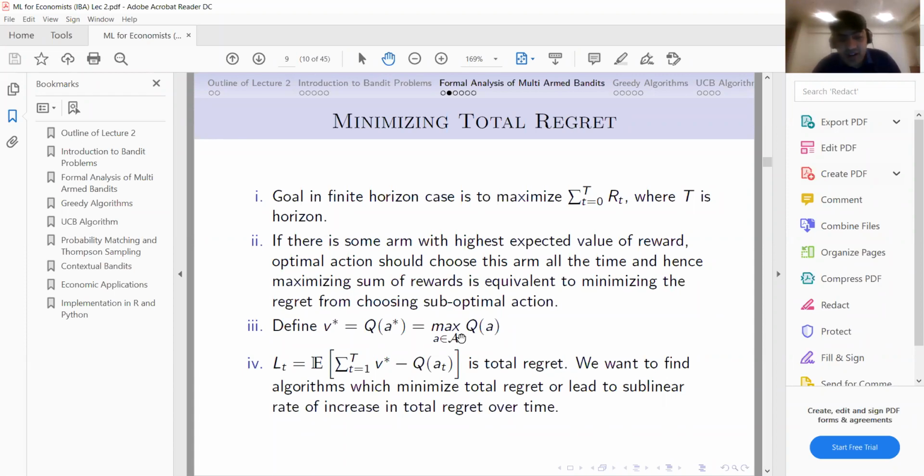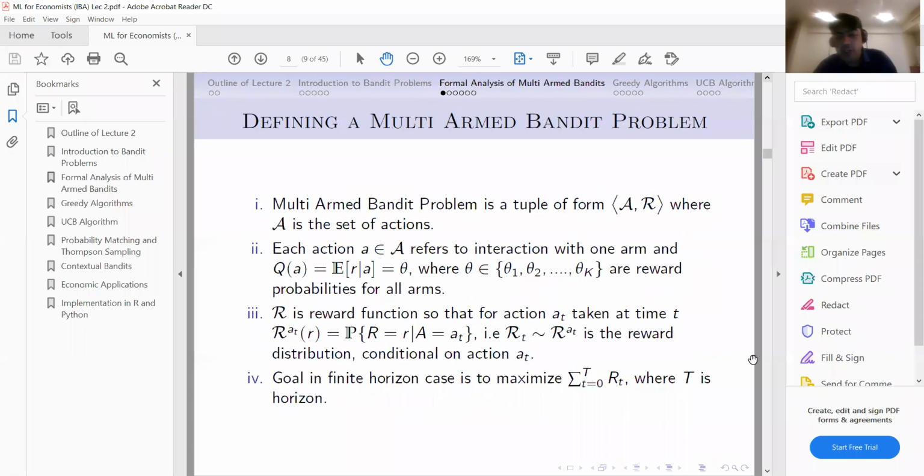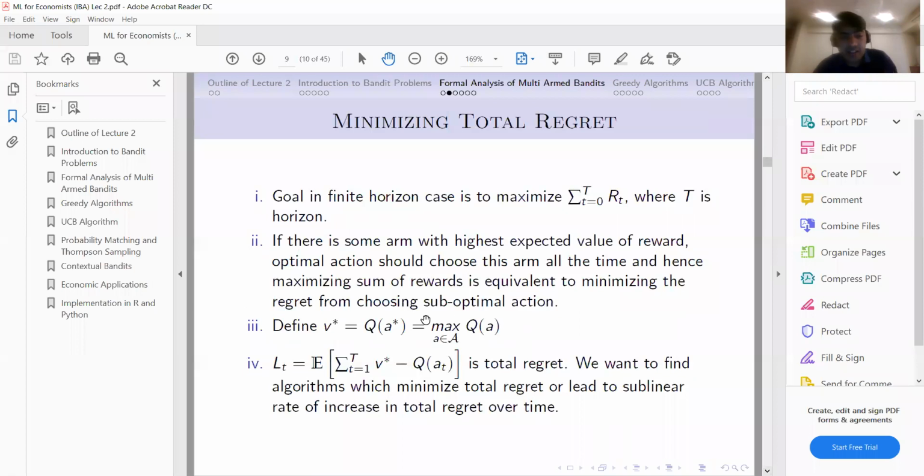And what is A star? It is just the maximum value of Q of A across all the possible actions. It is the action that, if you choose it, maximizes your action value function, or Q of A, which is, remember, just the expected value of the reward. So it is the most optimal arm, the one with the highest expected value of the reward. And we call the value of the reward V star, which is just Q of A star. This is the maximum possible expected reward that you could get across all these arms.